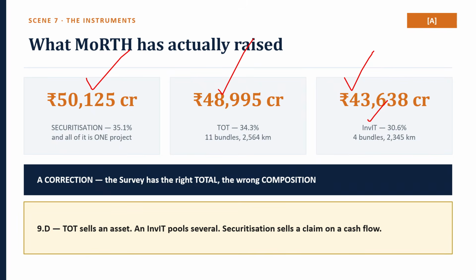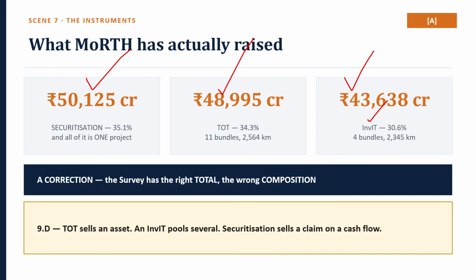The Survey's 1.52 lakh crore is roughly the right number and the wrong composition. 1,42,578 crore plus 12,357 crore awarded in November 2025 is 1,55,115 crore, close to the Survey figure. But TOT and InvIT together are only 92,633 crore, about 61% of the Survey's 1.52 lakh crore, and 59.7% of the 1,55,115 crore actually raised. So name the denominator when you say it, and never repeat the Survey composition.